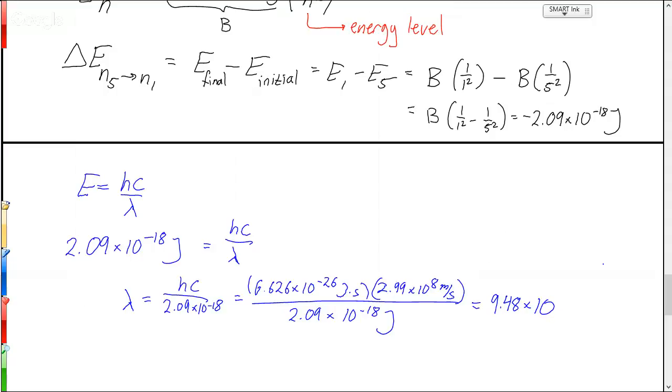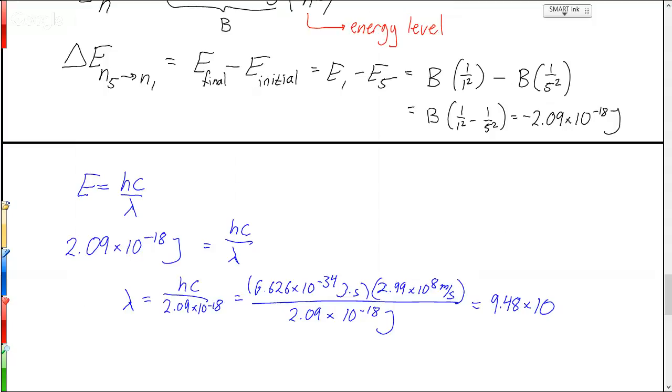So 10 to the minus 26 times 10 to the 8th is going to be minus 26 plus 8, which is minus 17. 10 to the minus 17. Wait, is that right? Is it 6 and 10 to the 26? It's 34. Yeah, I was going to say that doesn't look right. I don't know where I got that 26. I'm sorry.